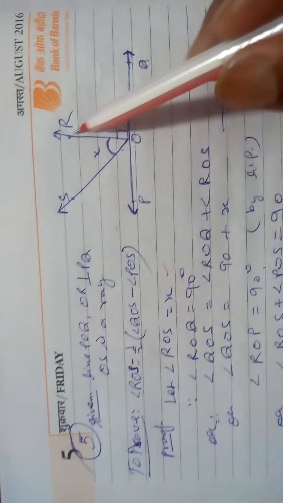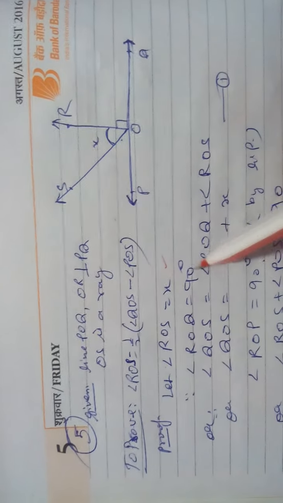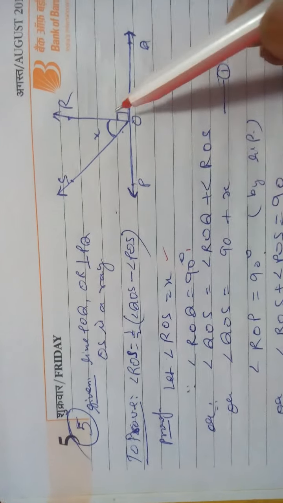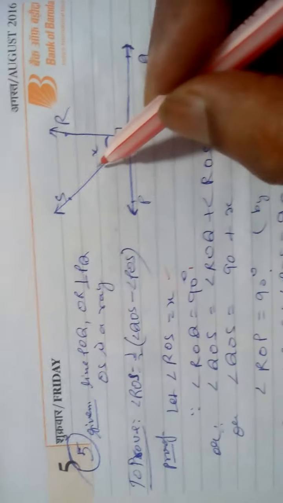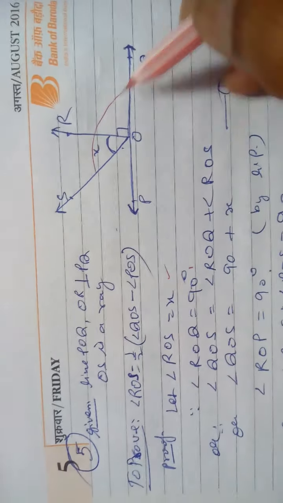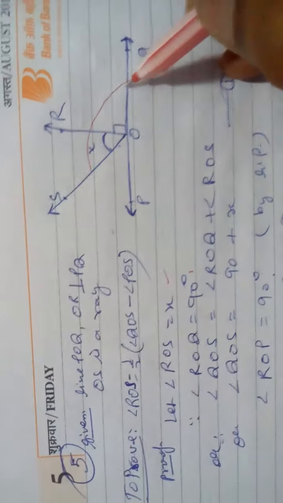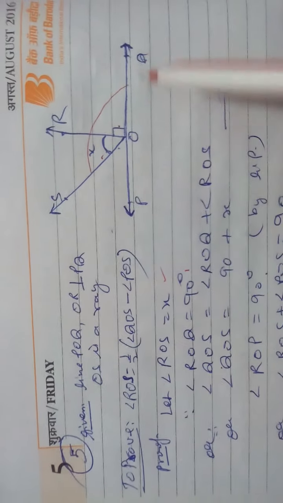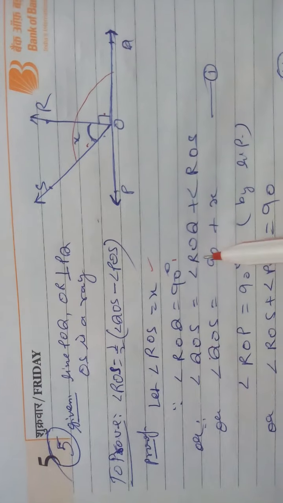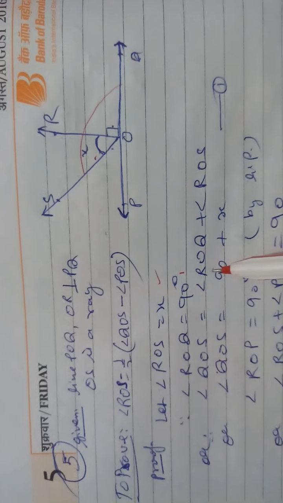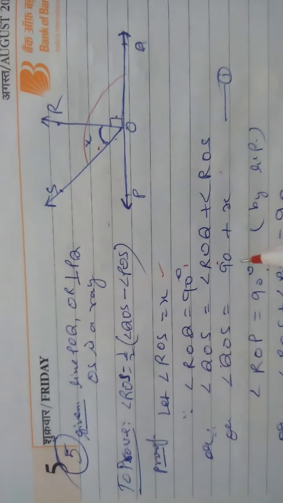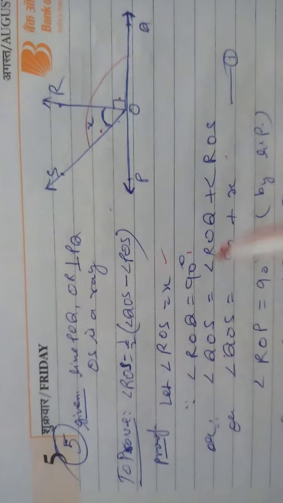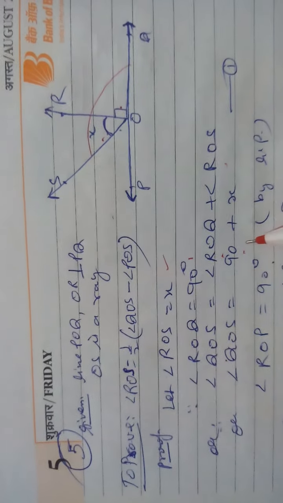So what is ROQ? ROQ is 90, given. So ROQ is a right angle in the form of QOR. Means from this angle, the full angle is 90 plus x. Here I have written QOS is equal to ROQ plus ROS. ROQ is 90, given, and ROS you have left as x. So I have written it as equation number 1.